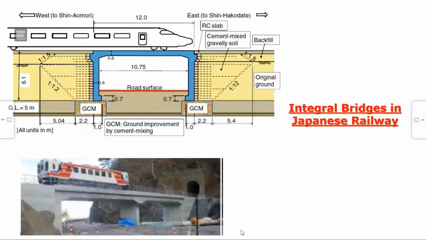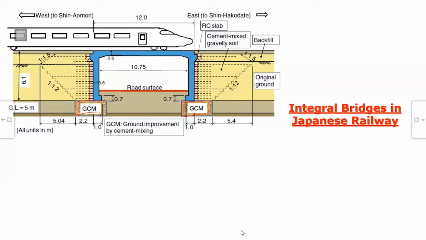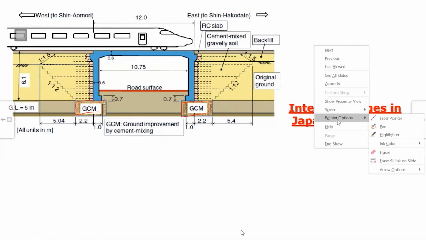Sir, one doubt. Yes. Previous slide, please, sir. This one. Actually, in this, the cement mixed gravelly soil is filled in the active zone, right? Cement mixed gravelly soil is in the active failure zone, meaning it resembles that shape. It is filled here. In the previous one it was different, no? Previous slide. In fact, there are two different designs of integral abutments. Here, I will tell you.